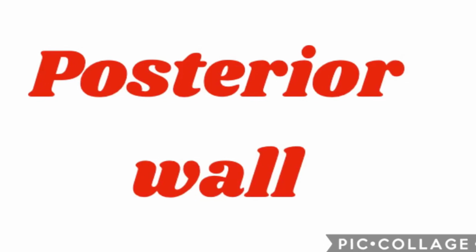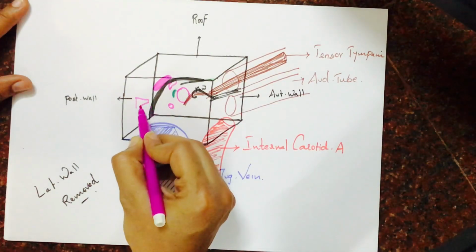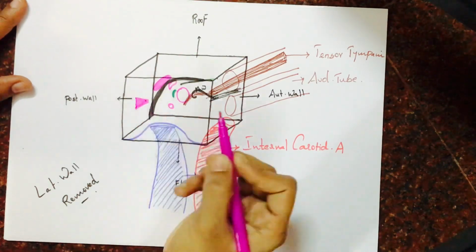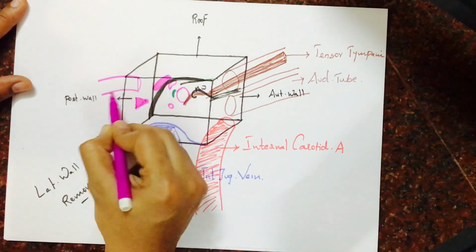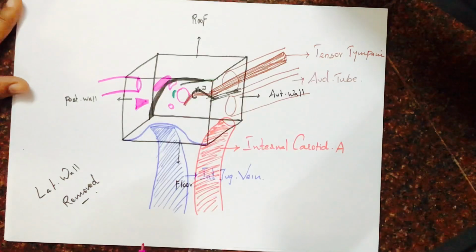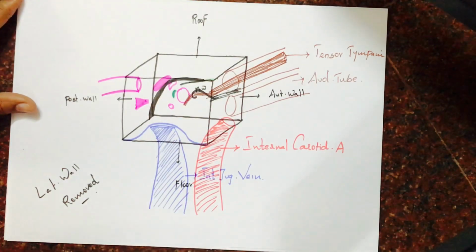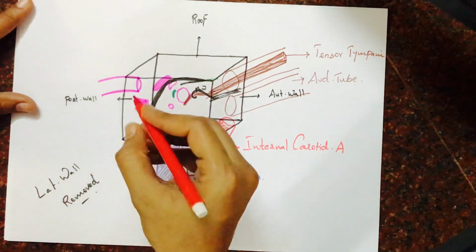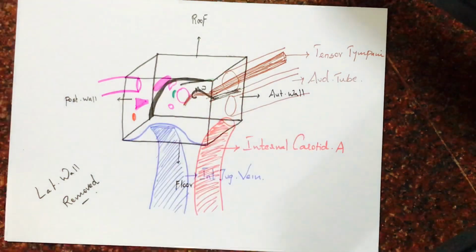Moving on to the posterior wall. An important structure in the posterior wall is the pyramid. Above the pyramid we have the communication to the mastoid antrum called aditus to the mastoid antrum. This communicates from the epitympanic recess to the mastoid air cells.